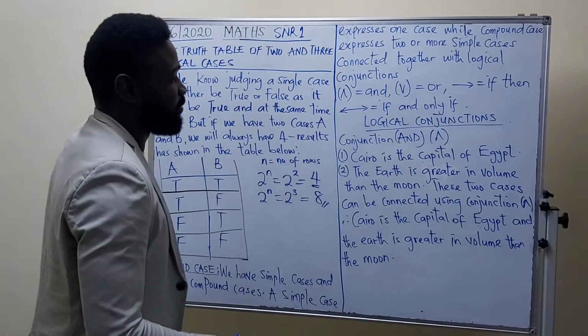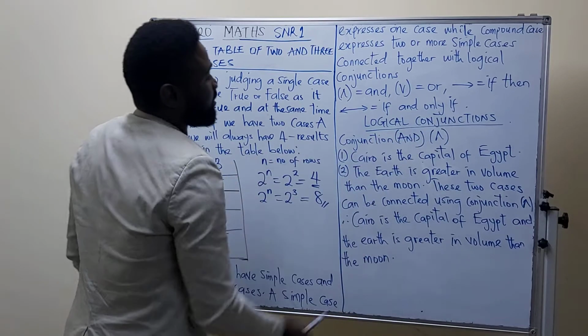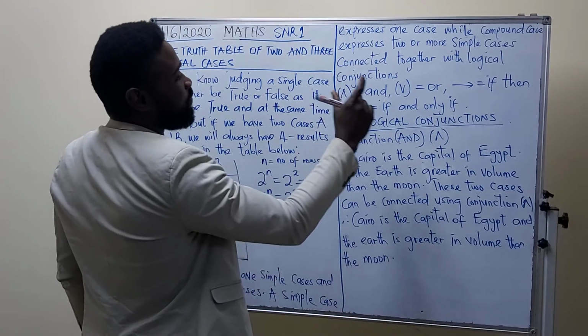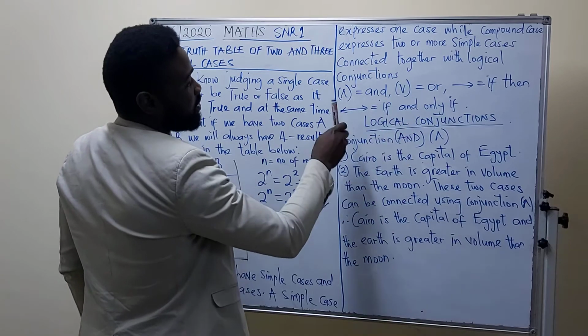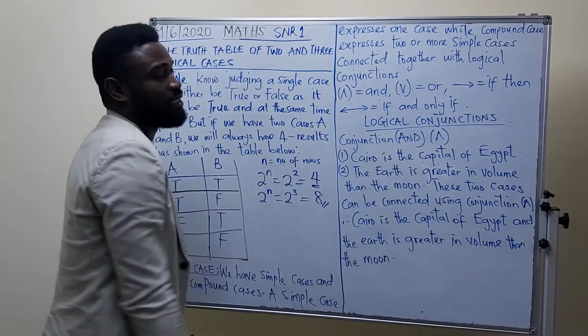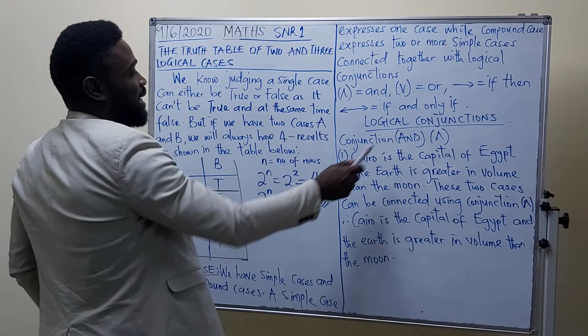Now, going further, logical conjunctions. We'll take one out of these conjunctions. We have like 1, 2, 3, 4. We're dealing with "and" first. So, conjunction "and".